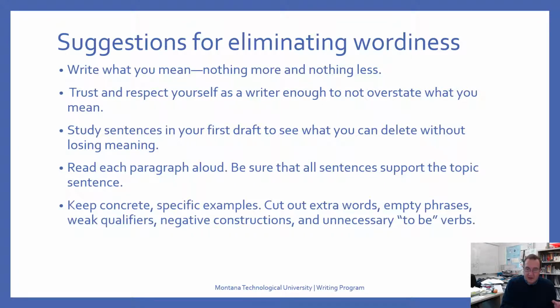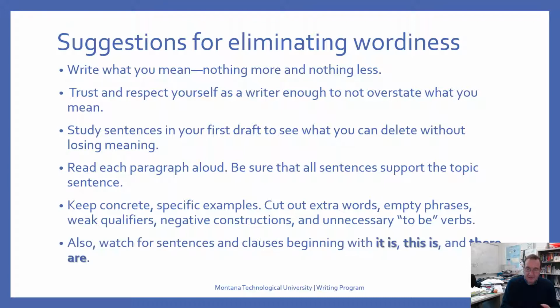Make sure in technical writing that everything you write are concrete and specific examples, and that you get rid of all these other things that we don't need, and we'll discuss these in the coming slides. Weak qualifiers, negative constructions, and those nefarious to be verbs, those state of being, and toss out our false subjects. We don't need them, they don't mean anything grammatically, and they certainly don't add to conciseness.